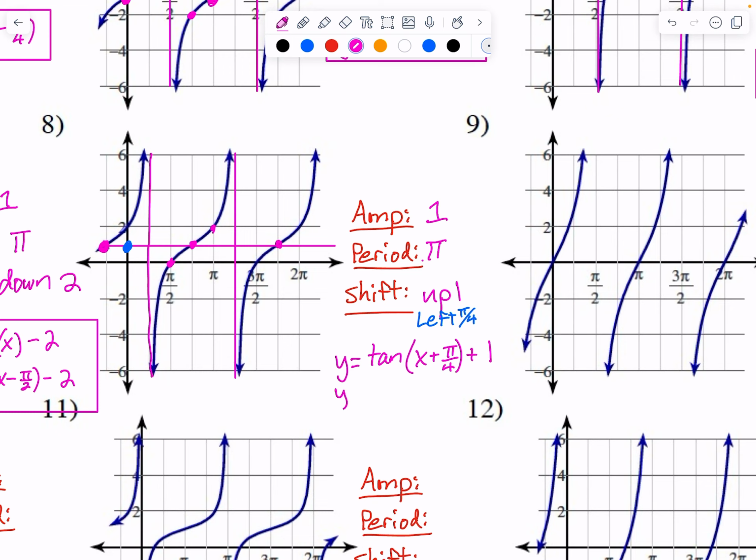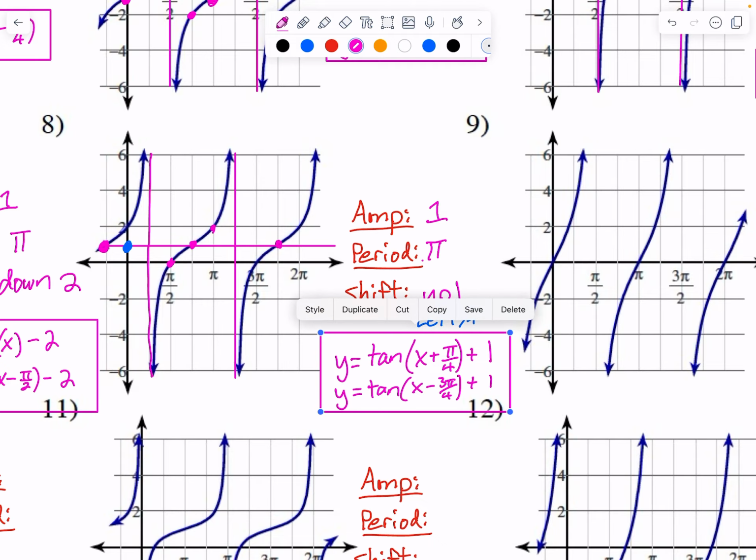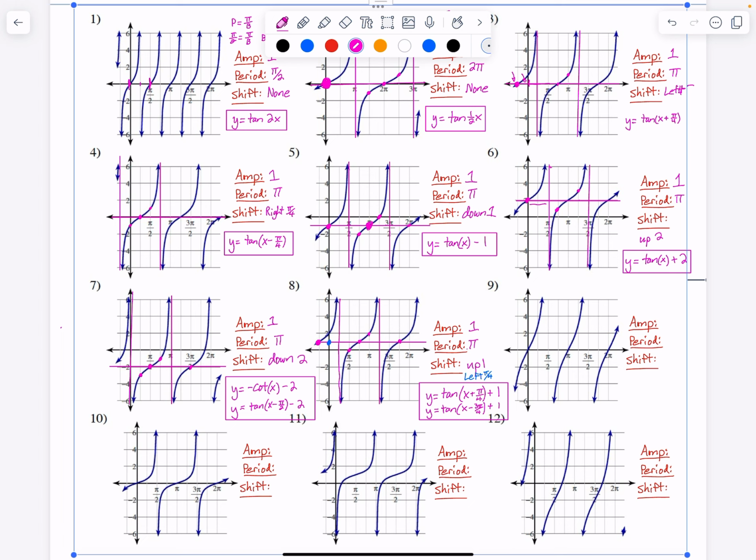Right? I could have also done this. X minus 3 pi over 4. And moved it the other direction that much. Right? I could have done that exact same thing. I could have also called it a cotangent function. And we would have had to change our bounds. But again, like I've said in this video, or the last video rather, with the sines and cosines, we can have an infinite number of these graphs. All right, let's take a look at number 9.